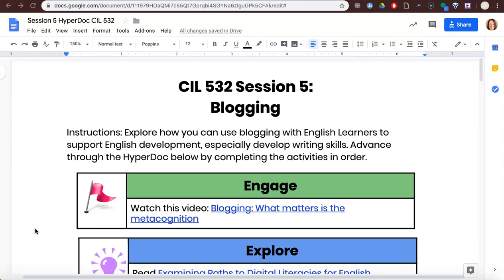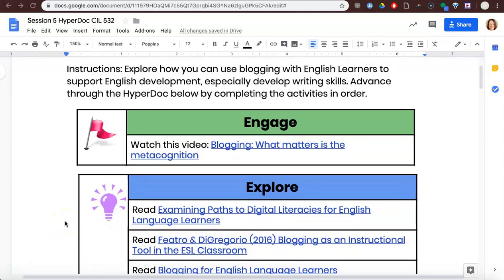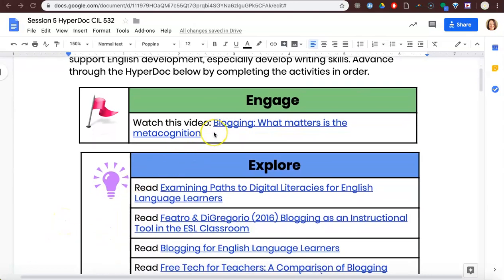So let's take an overview of what session 5 entails. You're going to open by watching a video that talks about the metacognition involved in blogging. It's not just typing on a computer or writing on a computer. There's a lot of other brain functions that factor into blogging that can support our students. And this video is only about 1 minute long.